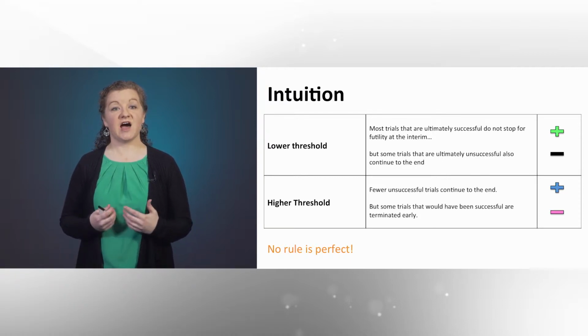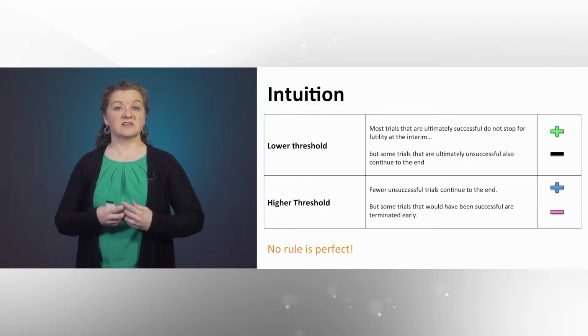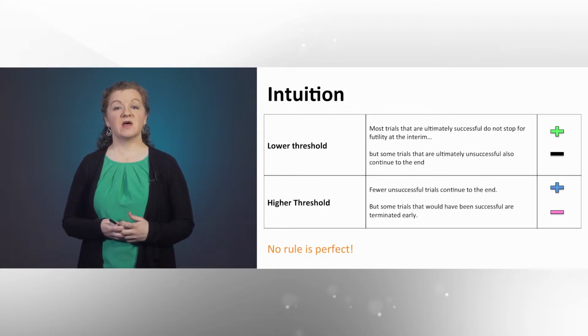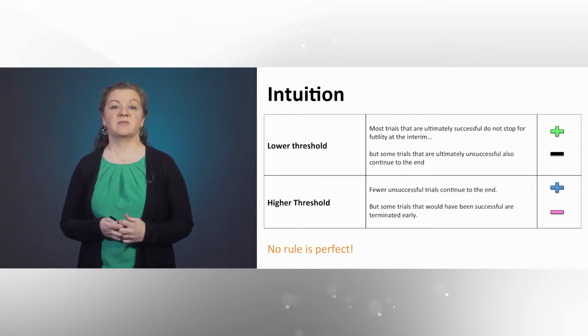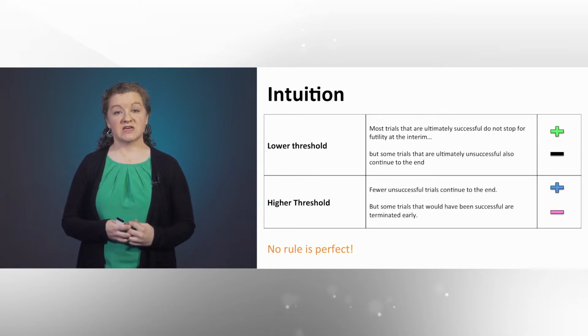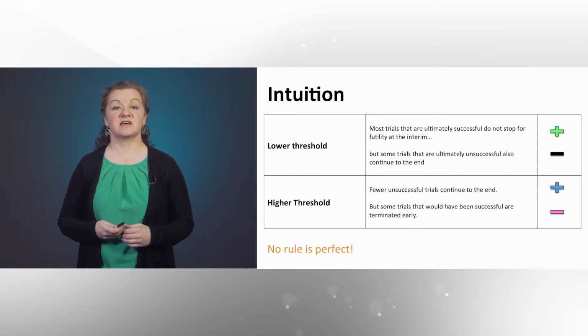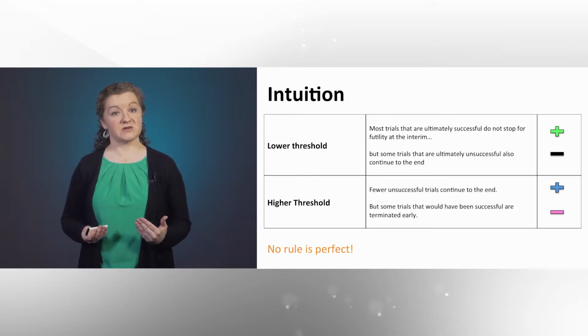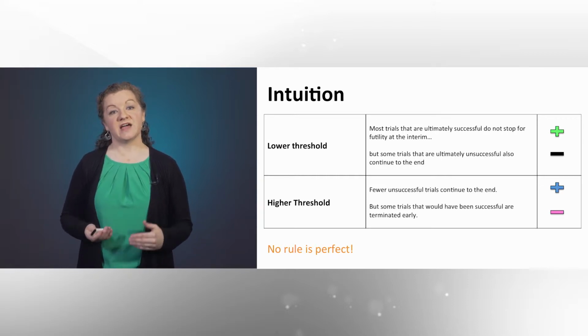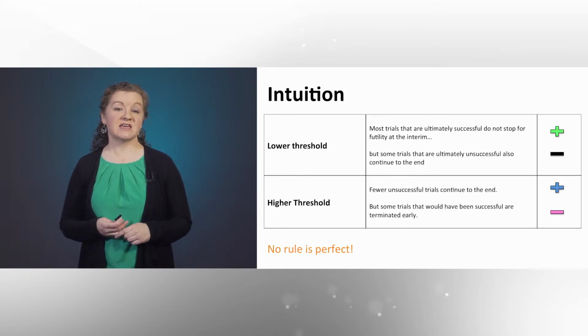So our intuition should tell us that if we have a high threshold for our predictive probability, then we'll be more likely to stop trials early for futility, which is a good thing. We can stop more trials that are unsuccessful, but we may also make more mistakes. If we set a lower threshold, we'll make fewer of those mistakes, but we kind of defeat the purpose and we may not be able to stop as many trials that should stop. No rule here is going to be perfect, so it's going to be about finding that appropriate balance and taking into consideration input from the various stakeholders.